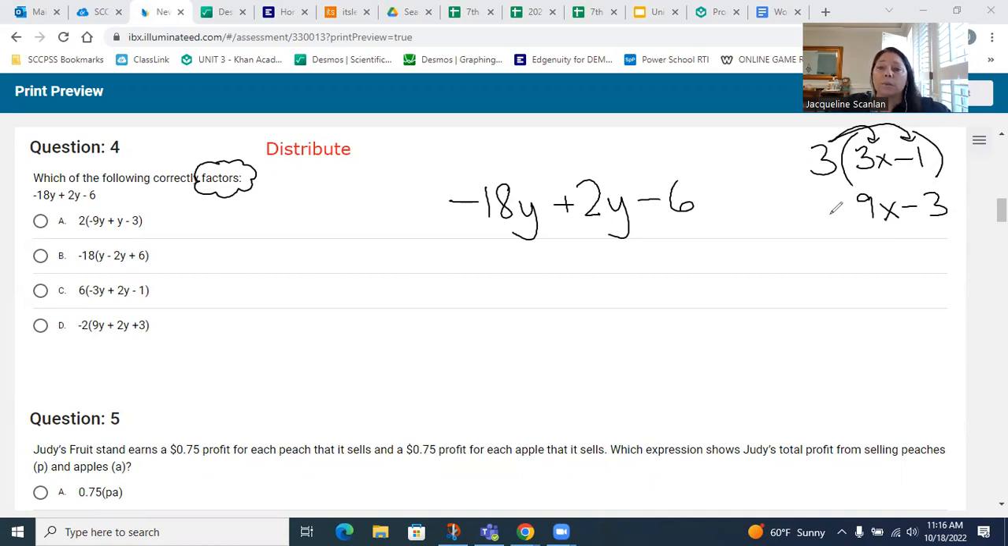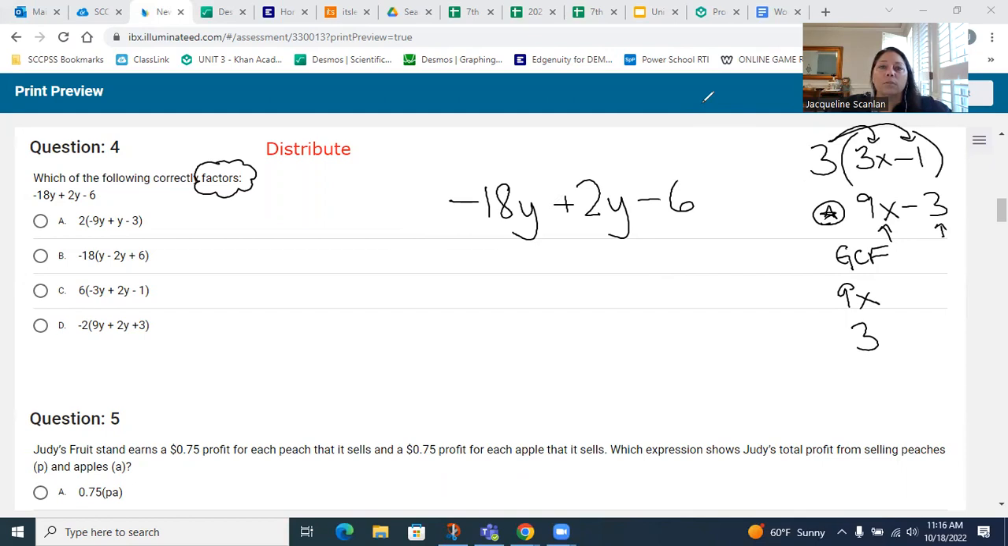What we're going to try to do is take an expression that looks like this, 9x minus 3, and try to reverse the process. We're going to try to figure out how to write it as a number outside of a set of parentheses. And if you remember back in the lesson, what we did was we looked for the greatest common factor, the biggest number that's going to go into both of these terms. All right, so I'm going to focus that idea on the given problem.